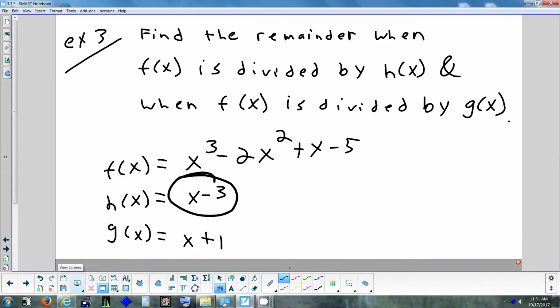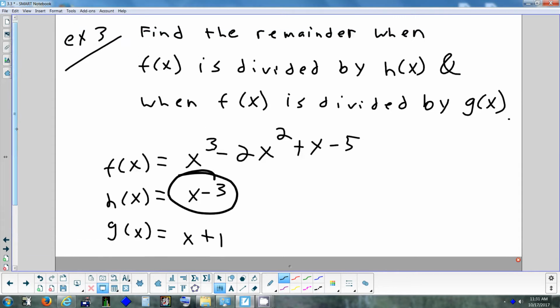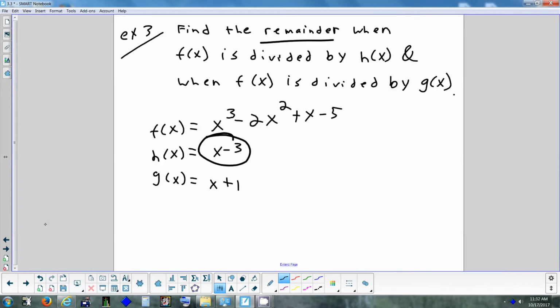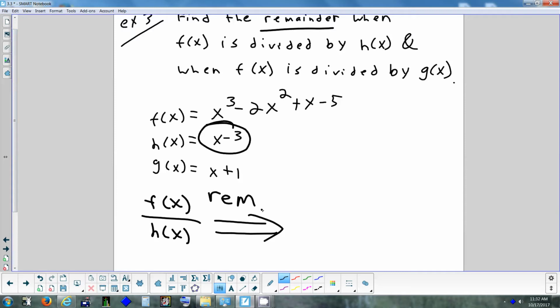We'll try it twice. The first one, I'm going to do f of x divided by h of x. And then we'll come back after and do f of x divided by g of x. And remember, the goal here isn't to find the quotient. You don't have to do the whole long division. All I want to know is the remainder. That's it. So let's do f of x divided by h of x, and I'm going to find the remainder.